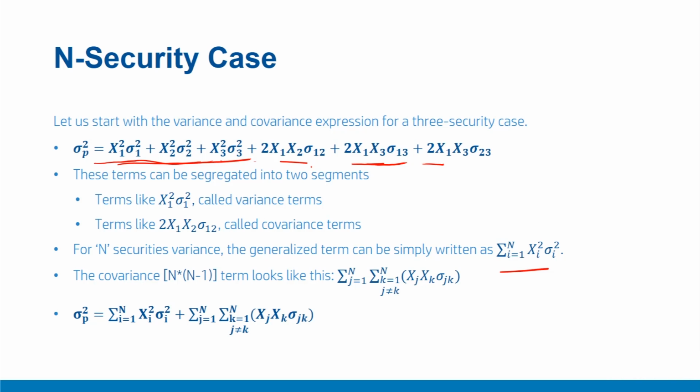Understanding the second term, which is the covariance term, is slightly more involved. The term looks like this: it is summation of j equal to 1 to n, summation of k equal to 1 to n, xj xk times sigma jk. Please note this j is not equal to k. For all the cases where j equal to k, it becomes the variance terms.